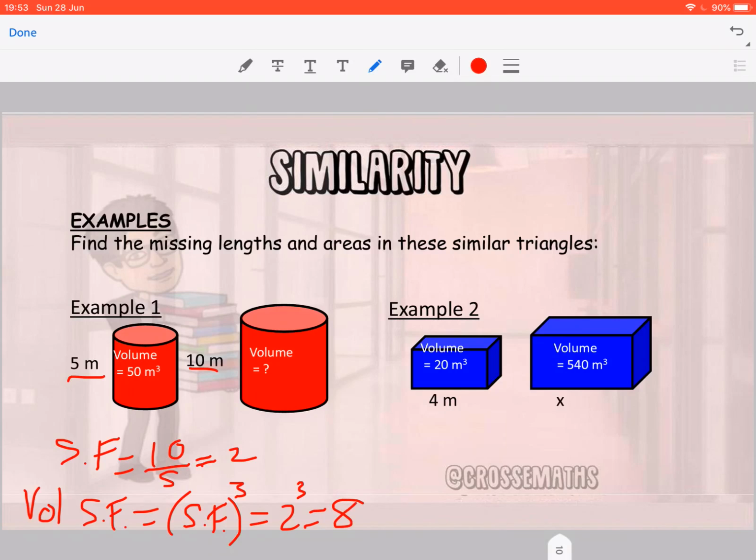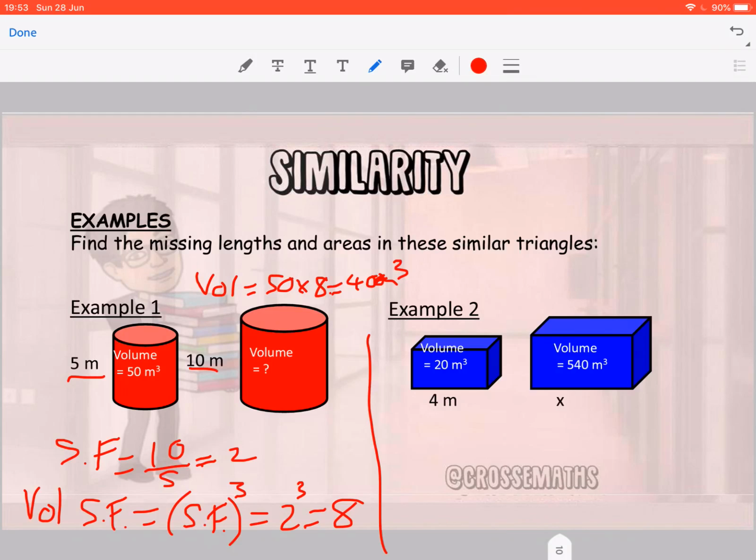If I want to find out the big volume, I'm going to take my 50 centimeters cubed and multiply it by my volume scale factor of 8. 50 times 8 gives me 400 meters cubed for my big volume. And that's essentially it, because you're stretching that small volume by the volume scale factor.